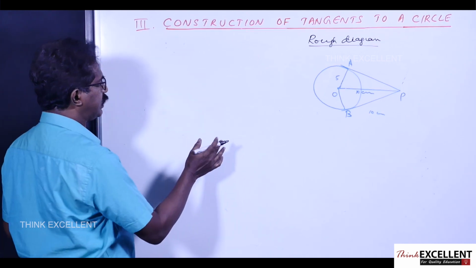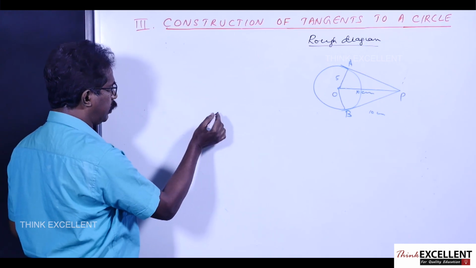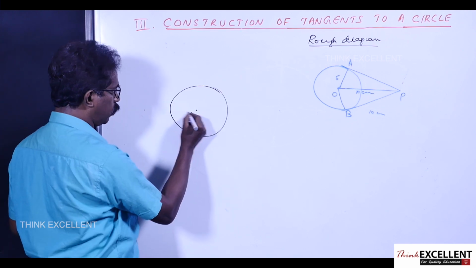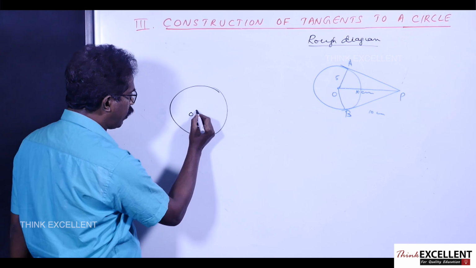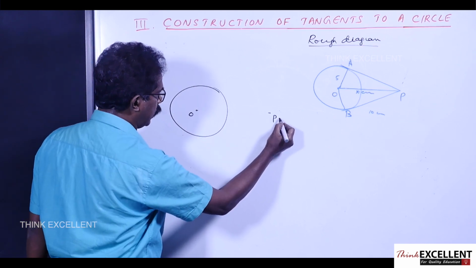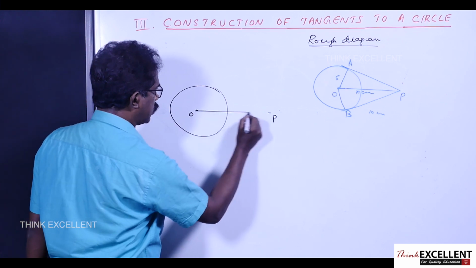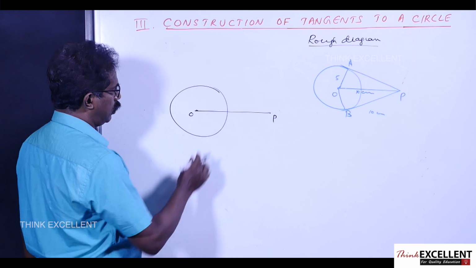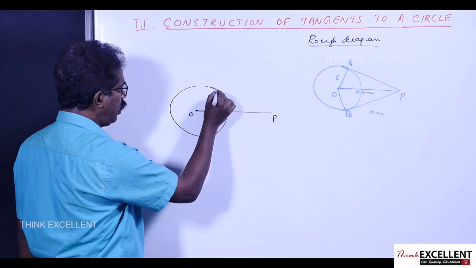First, radius 5 centimeter. So with radius 5 centimeter, you draw a circle, mark the point as O. Now using scale, from here you measure 10 centimeter, right? 10 centimeter and plot the point P and join this, and you know the full length is what? 10 centimeter. Now from P you can draw two tangents.